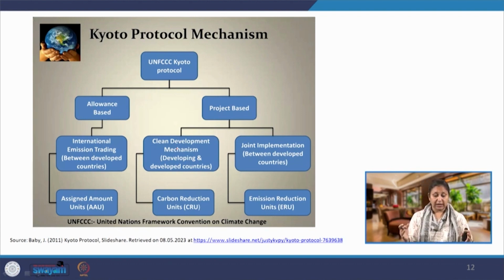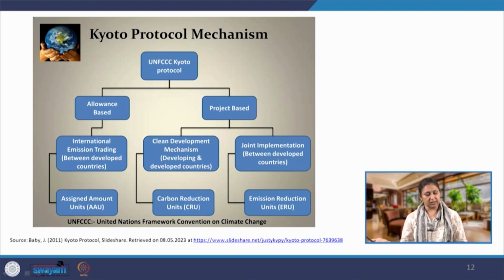If we broadly look at the Kyoto Protocol, which is under UNFCCC, we basically have two types of mechanisms. One is allowance based and the other one is project based. The first one, which is international emission trading, is allowance based. So, if you are not able to reduce your greenhouse gas emissions, you are allowed to emit more, literally, by purchasing the credits that somebody else has earned by reducing their emissions. So, allowance based is international emissions trading, carbon trading.